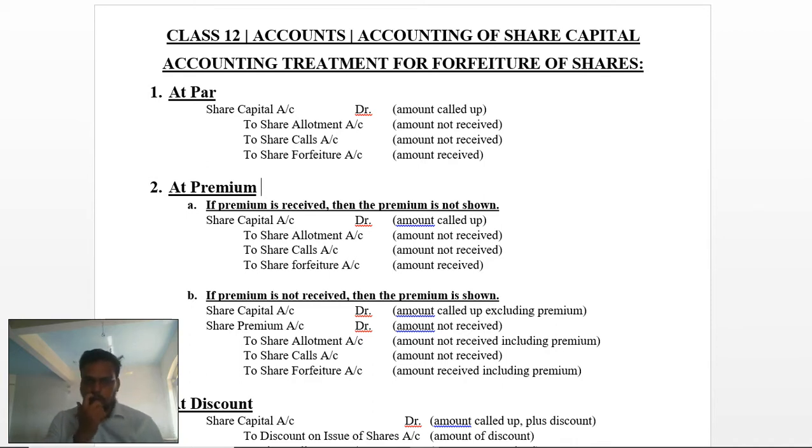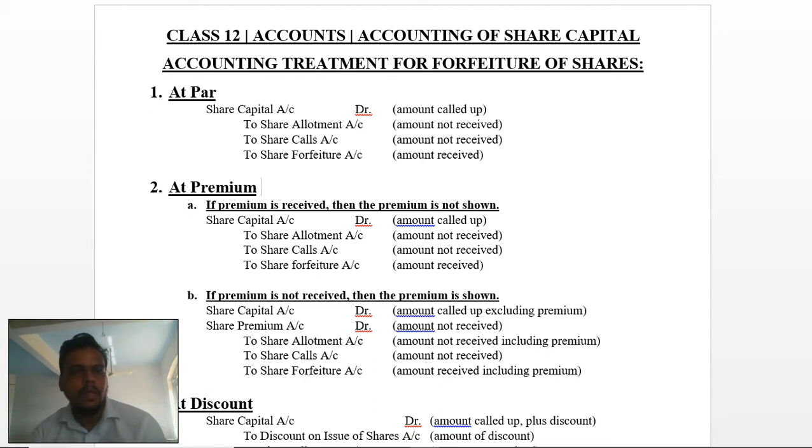Now today we are going with the accounting treatment for the forfeiture of shares. In today's topic, we will cover all the related topics considered as forfeiture. Here we will have three basic levels in how forfeiture occurs, and then we will do one sum at par, and we will complete our entries in that particular question.